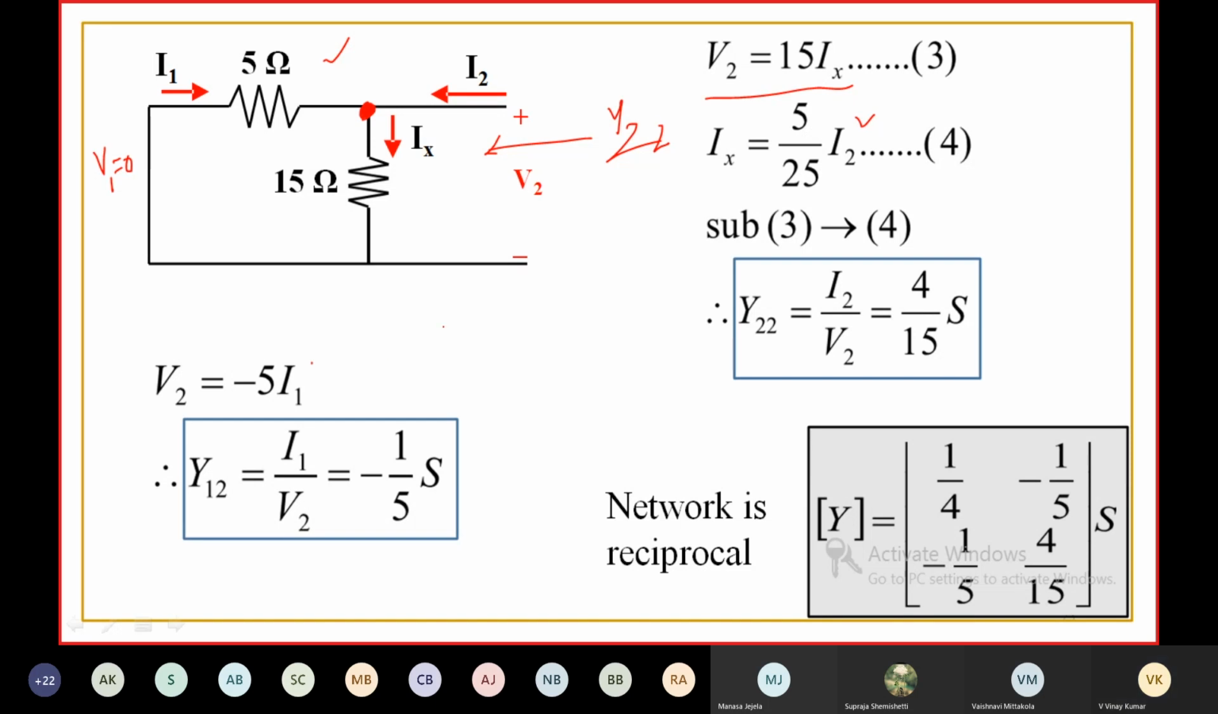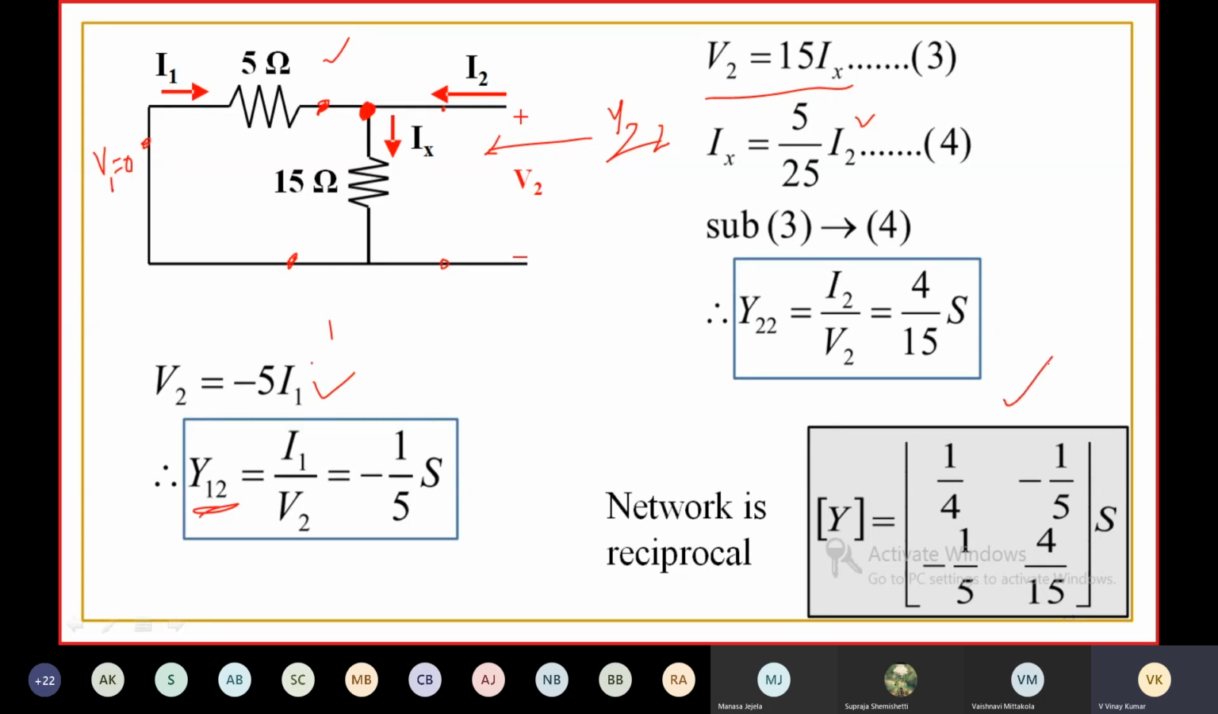Now coming to Y12. Y12 is the ratio of I1 to V2. So what will be V2? V2 is the voltage between these two terminals, because these two are in parallel. The voltage at this point with respect to this point is V2, which is equal to minus 5 I2. Sorry, minus 5 I1. Then you can get the ratio of I1 to V2, which is equal to minus 1 by 5 Siemens.